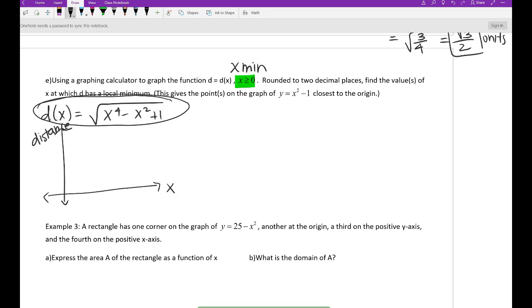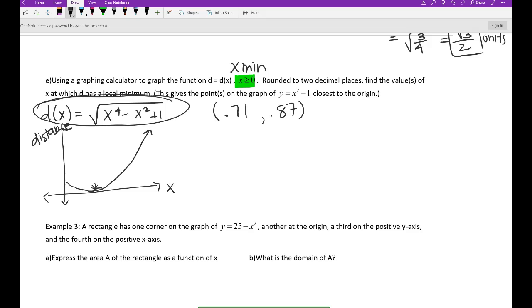Now, if I look at my calendar, I'm just going to do a little quick sketch. It looks something like this. Now, you were asked to find the minimum somewhere here, okay? So you hit second trace. What ordered pair did the calculator spit out? 2 decimal places. 0.71 comma 0.87. Okay.